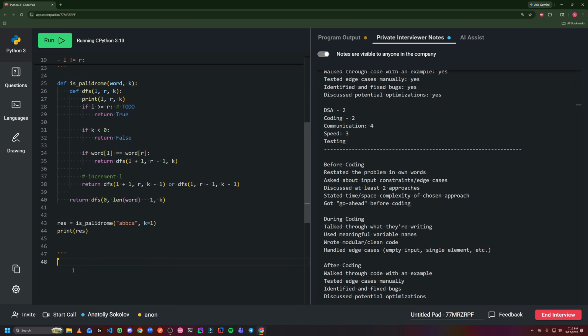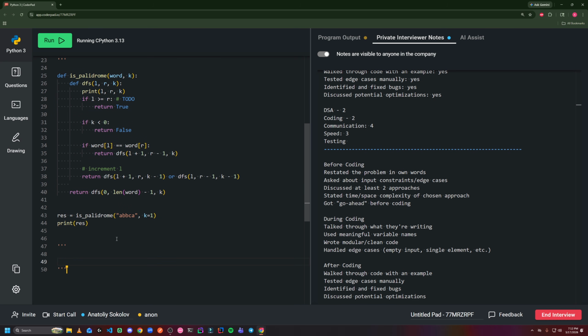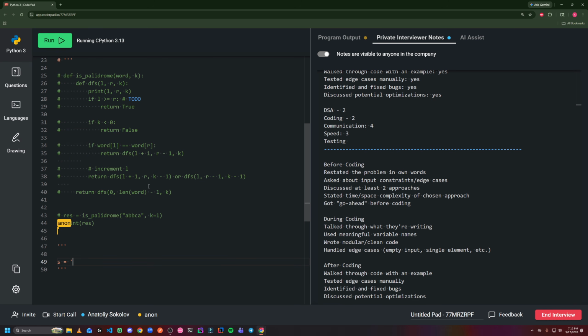So for the second problem, you are given input like this. So you're given a string, and it's like this.